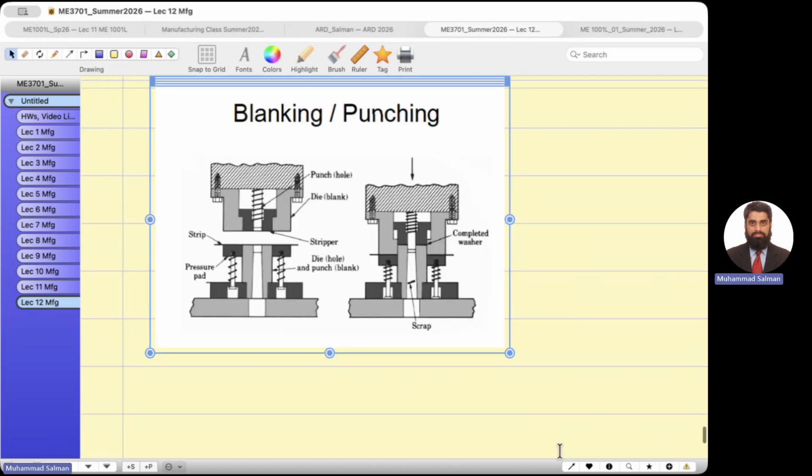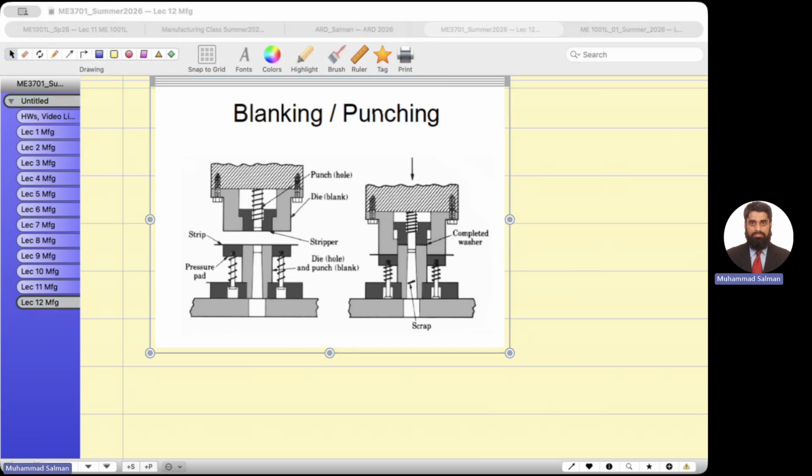When you have a waste, a scrap coming out, you need the sheet metal as a final part, or you have a punching process in which you need the blank which comes off.